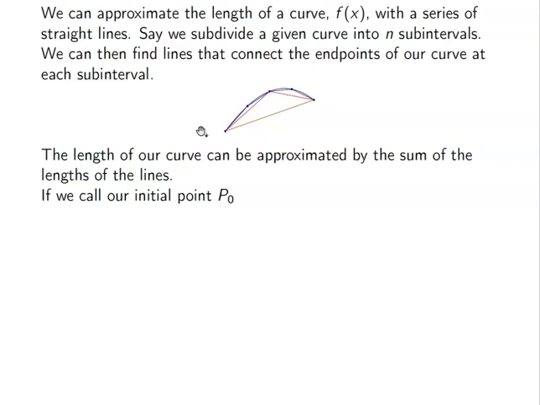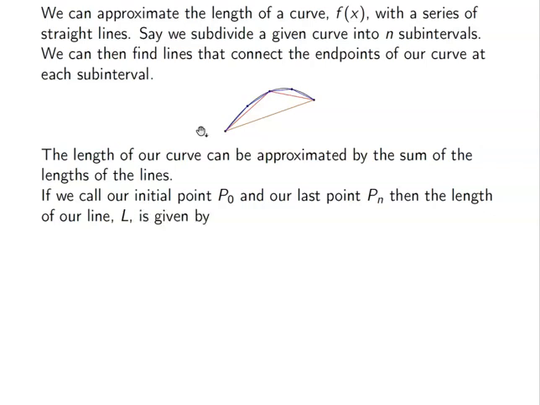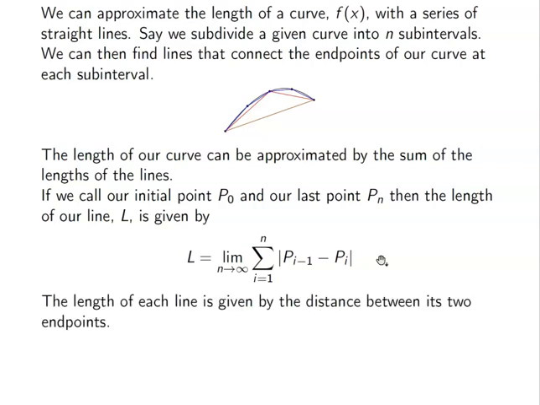So we're going to call our initial point P naught, our last point Pn, for n points that we're going to look at. Then the length of our curve, which we'll call L for length, is going to be the limit as n goes to infinity of the sum from i equals 1 to n of the distance. This is not absolute value since these are points. It's not a value between them, it's a distance, which is a positive value, but these outer bars mean distance. The length of each line is given by the distance between its two endpoints.